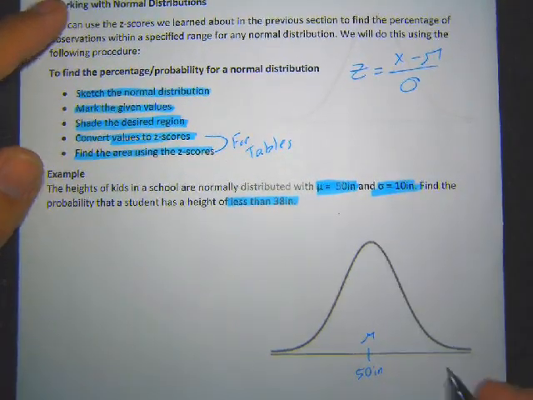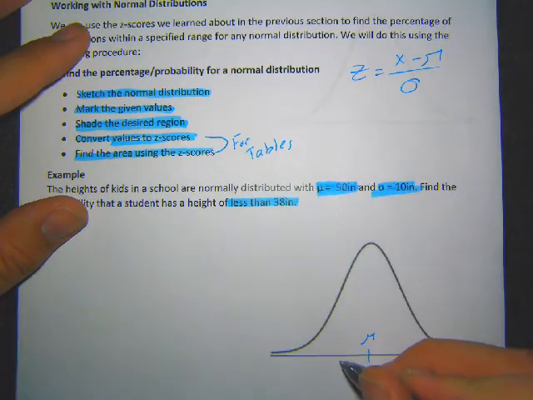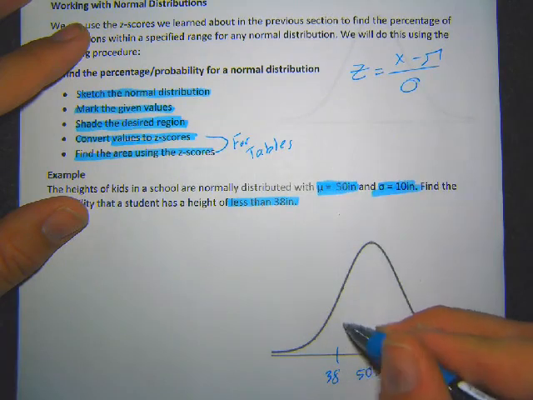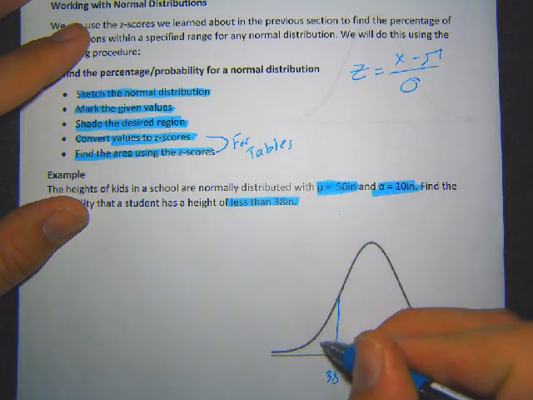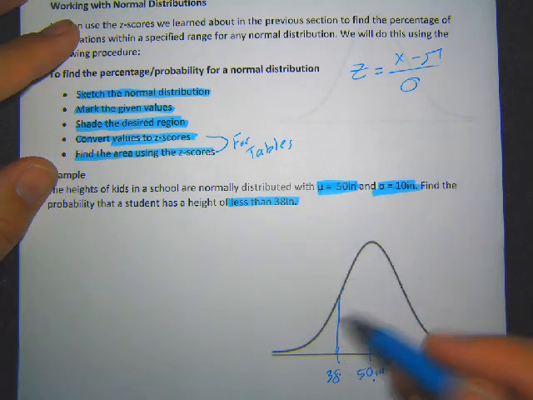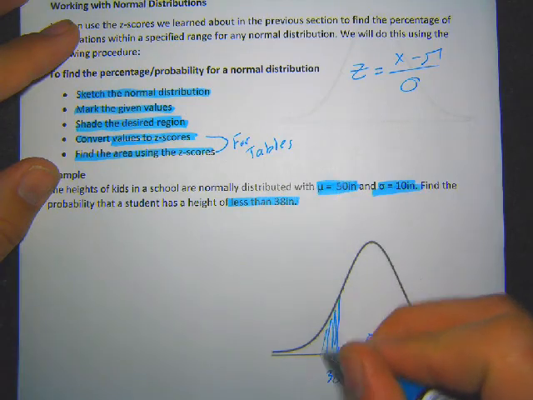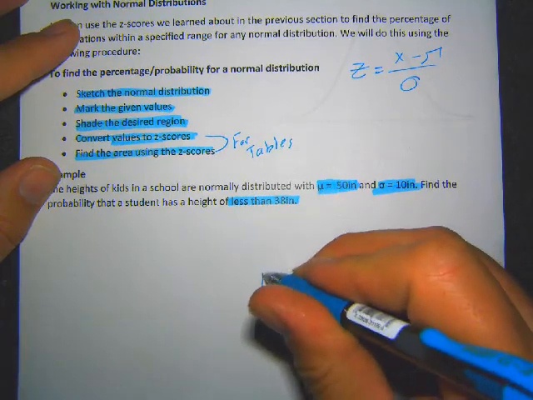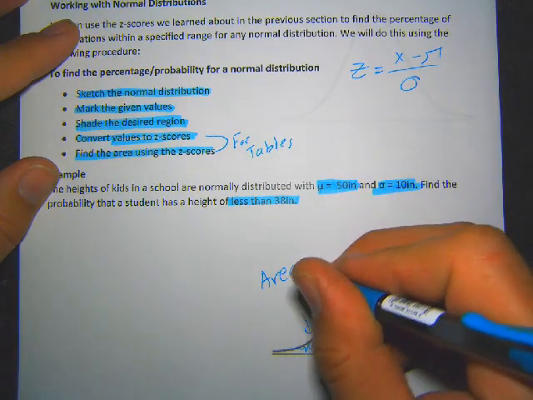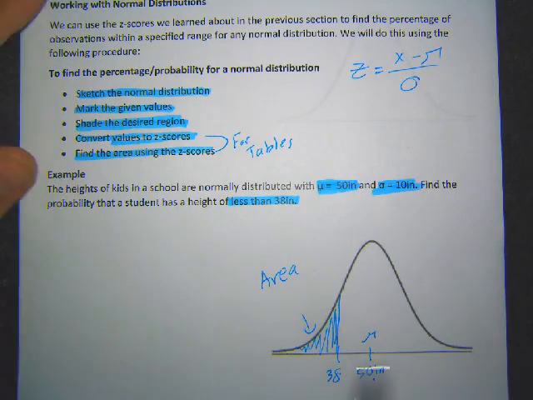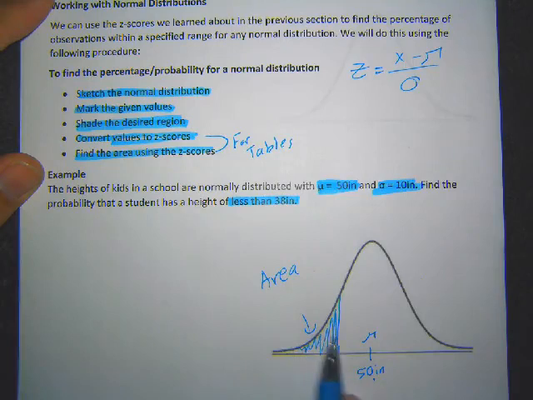So if I mark off 38, well, 38 is going to be smaller than 50. So it's going to be somewhere over here. Be a 38, and if we're looking for less than 38, we're looking for this much, 38 or less. So we sketched our distribution, we marked the mean, we marked the value we're looking at, and in this case we shade the region that we're looking for to be less than 38. So this is the region we're looking for. We're looking for this area, probability, percentage, all different names for that same part. Okay, so now we know what we're looking for, this area, this region.